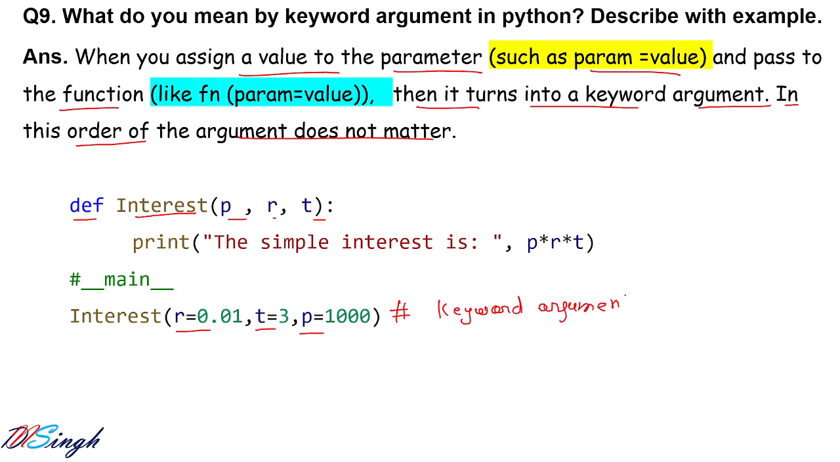Very simple. You have to use the same variable names, and with the help of the equal to sign you need to give the value for those variables. In that case, order is not important. See, P is at the first place in the function header, but I wrote it at the last, and it still works fine.